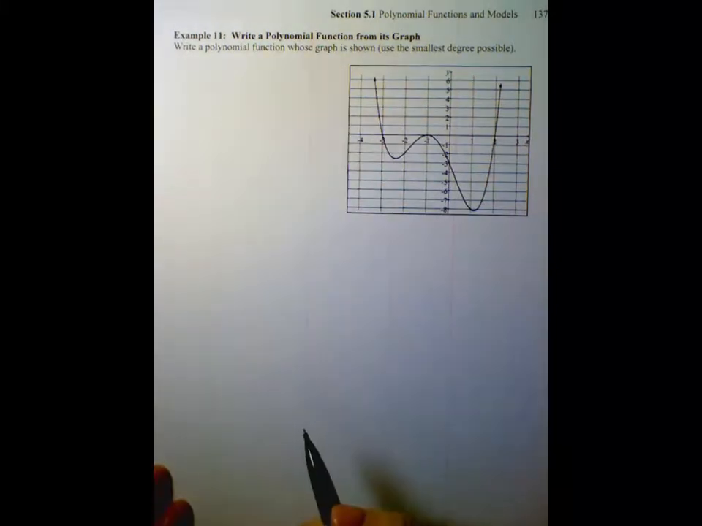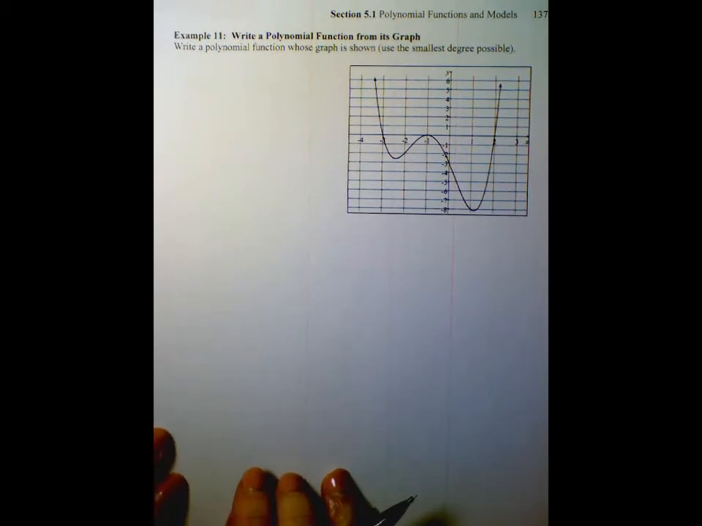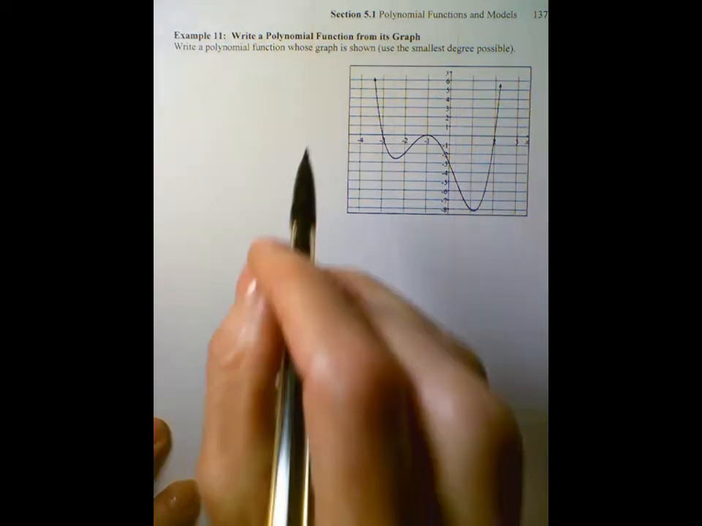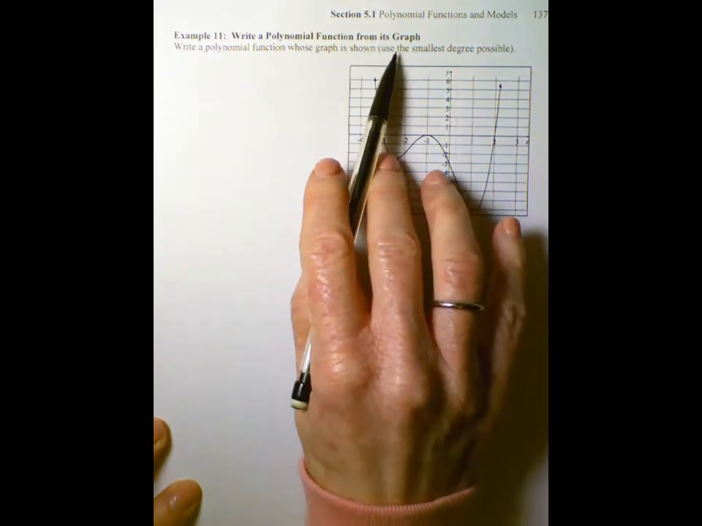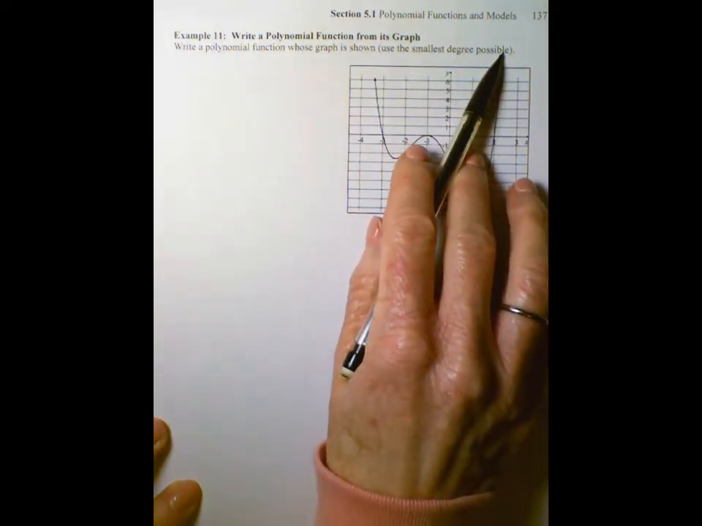This is section 5.1, part 9, example 11. We want to write a polynomial function given a graph. So we'll start by noticing that we're to use the smallest degree possible.